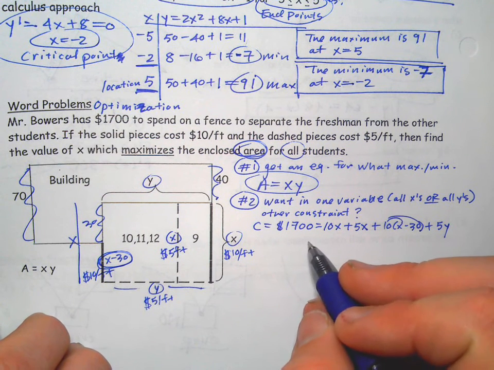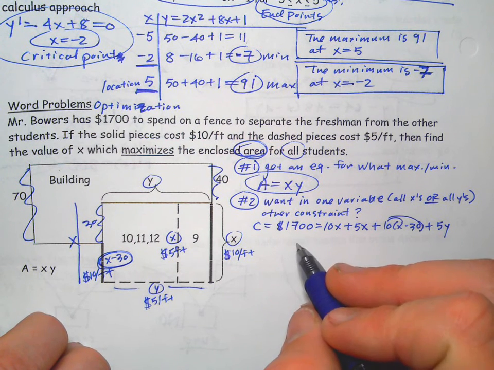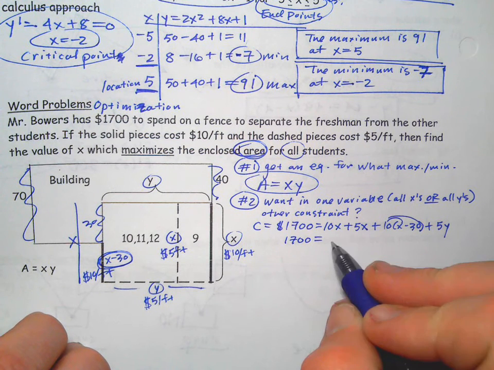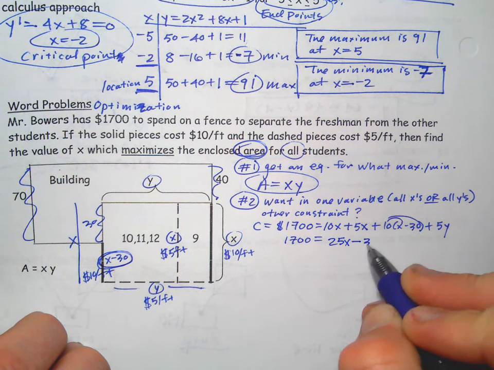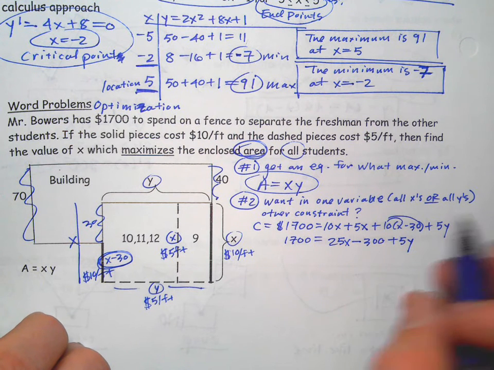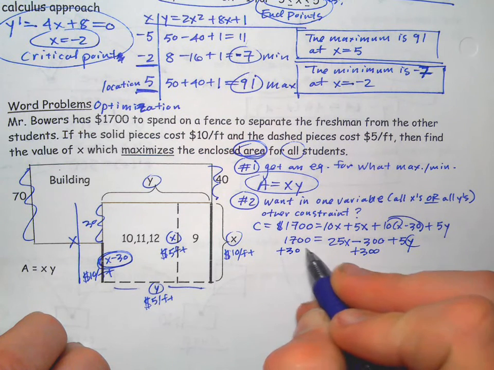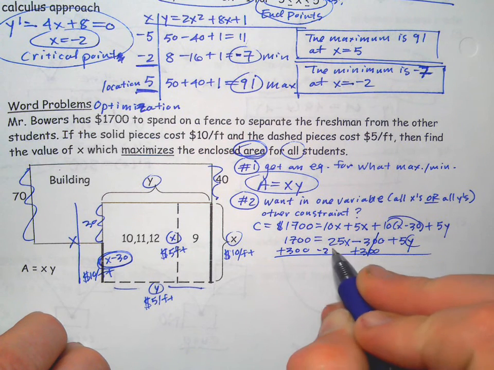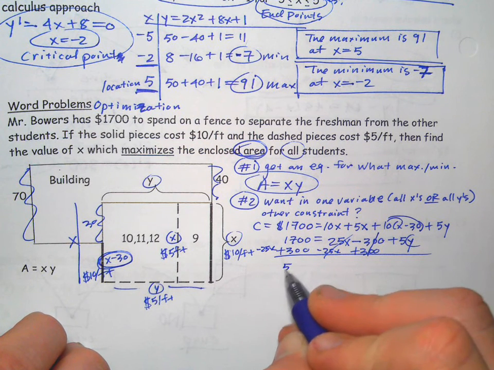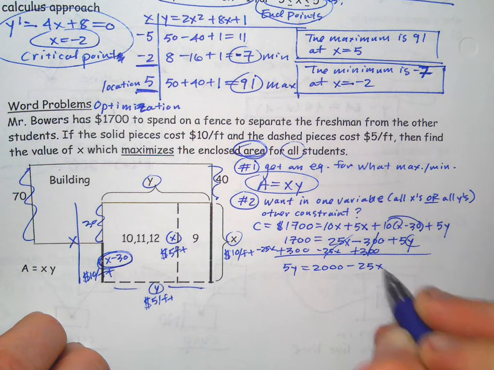So I'm going to go ahead and get y in terms of x. I'm going to just rewrite this, clean it up a little bit. 1,700 equals 10x, 5x, and 10x is 25x minus 300 plus 5y. So I just combine like terms, simplified. And then I'm going to try and get y by itself. So I'm going to add 300 to both sides. All right, subtract 25x from both sides. Okay, so I'm going to get 5y equals 2,000 minus 25x. And I'm going to divide by 5.